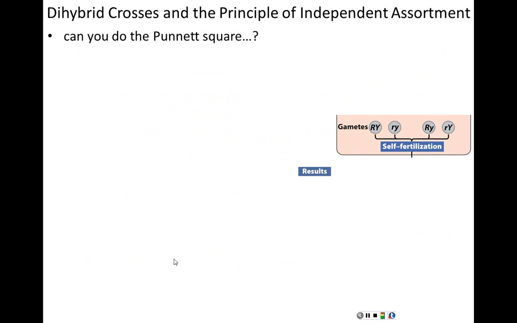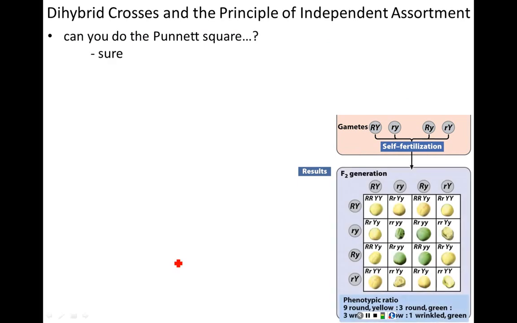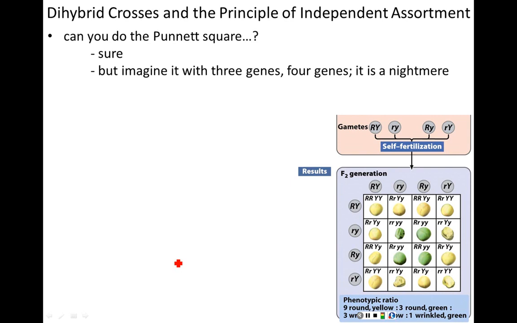So we're going to do this cross. We're going to self-cross this heterozygotic plant that is heterozygotic at two different genes. Can you do the Punnett square? Yeah, you could. It would look like this. It would be a 4 by 4 square. But you can see this is quite a bit more complicated than what you're used to seeing. Now imagine if you were to go to 3 genes. Well, then you'd be dealing with a 6 by 6 Punnett square, 4 genes, an 8 by 8 Punnett square. It begins to be overly complicated very, very quickly.